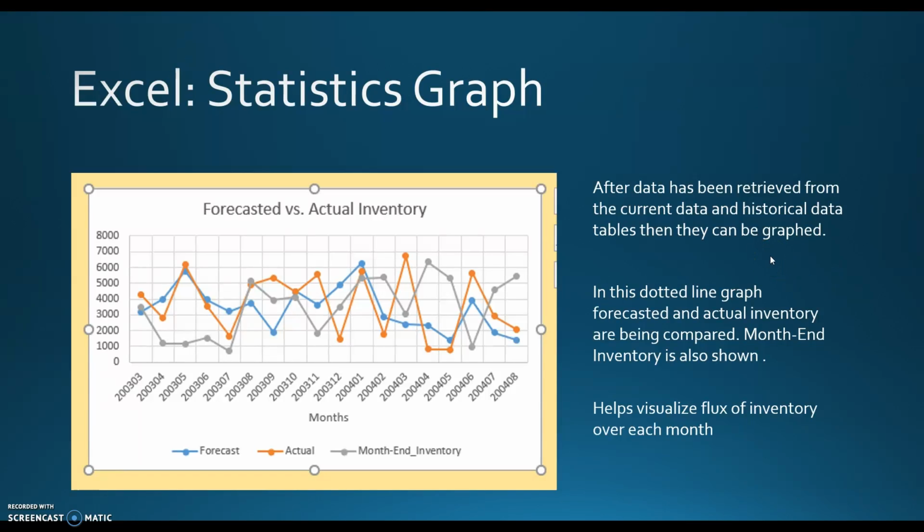And then the outputs for this DSS are a dotted line graph that shows forecasted versus actual inventory and month-end inventory over each month. It helps visualize flux of inventory over each month, just as I said. The goal was to graph relationships between safety stock and weeks forward coverage and actual inventory, but this is as close as I could get.